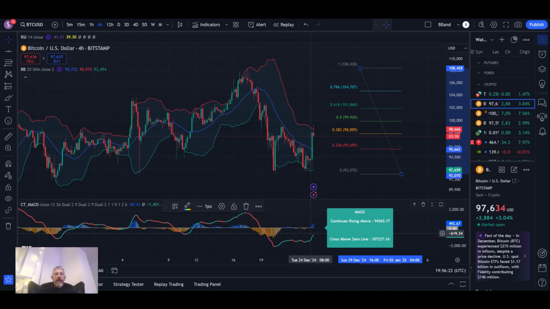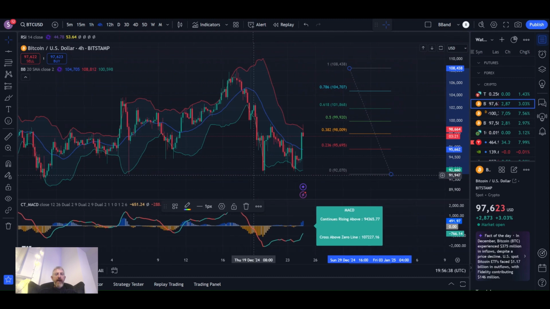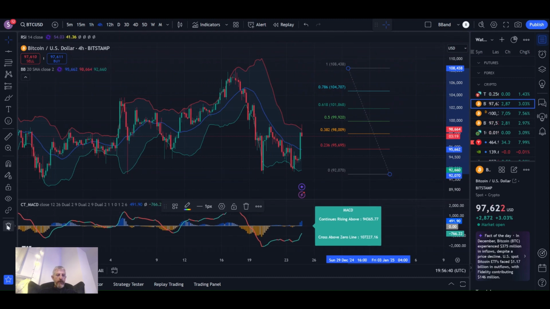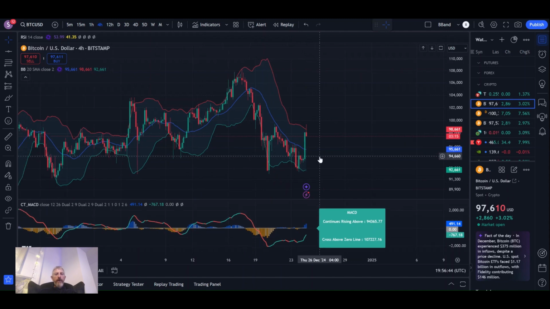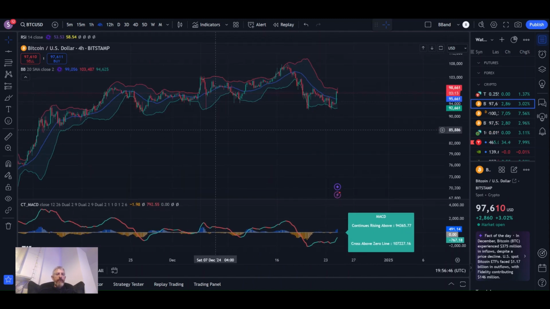But it looks like momentum will be to the downside for a significant period longer, because Bitcoin's got to do quite a bit to get back above the zero line here on the MACD to switch the 4-hour momentum back to the upside. So, as I said earlier, probably consolidation at best on a 4-hour time frame.